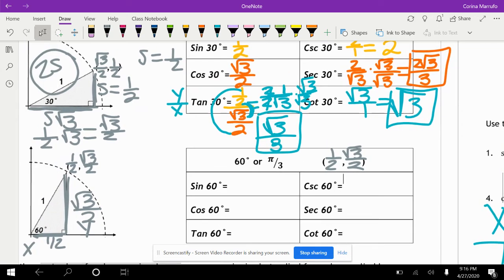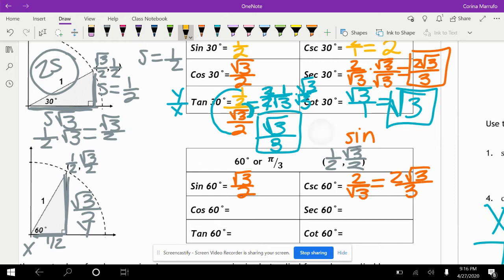All right, so sine of 60, remember sine is your y value. So our sine is the square root of 3 over 2. And then our cosecant is the reciprocal. So we're going to have to flip that around. 2 over the square root of 3. We're going to have to rationalize that. I'm going to skip a few steps because we already did this and I don't want to get repetitive. But it becomes 2 times the square root of 3 over 3. Okay, we've got to get rid of the square root on the bottom.